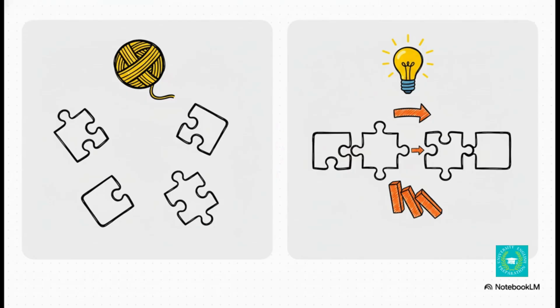Just look at the difference this makes in the real world. On the left, what do we have? Four separate facts. They feel like puzzle pieces just thrown on a table. They seem related, but how? It's not clear. Now look at the right. With just two simple little phrases, however, and as a result of, the logic becomes crystal clear. First, we see a contrast. Then we see cause and effect. It's the exact same information, but now it's a powerful connected argument.